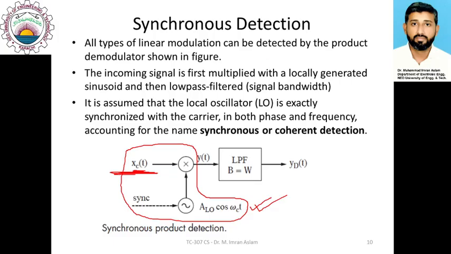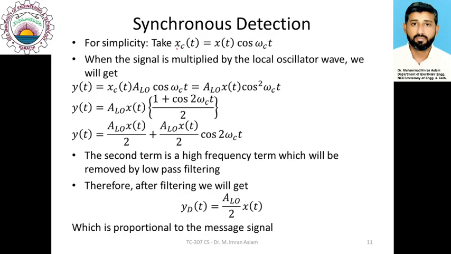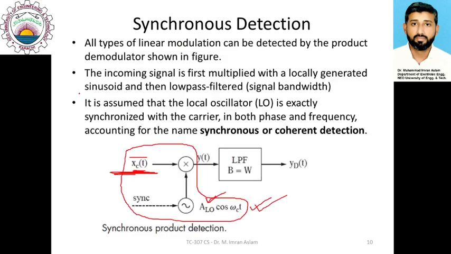As I mentioned, the first step towards synchronous detection is simple multiplication. The first step is to multiply the incoming AM signal with the local oscillator. This is the chosen incoming signal, which is a DSB signal. If we multiply it with the local oscillator wave, we get y(t), which is shown here. y(t) is the result of multiplication: x(t) multiplied by the local oscillator signal.